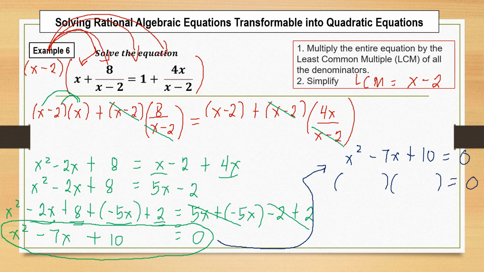So we're going to have x. So what are the factors of positive 10 that will give us negative 7 when added or subtracted? That would be negative 5 and negative 2. Apply zero product property. We have x minus 5 is equal to 0 and x minus 2 is equal to 0. Solve for x.